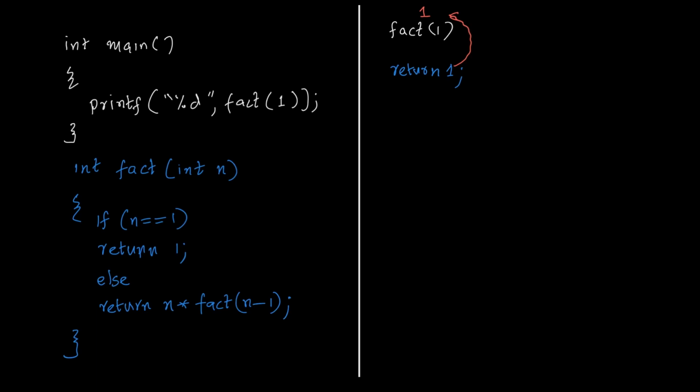Now let us input another number. Instead of 1, let us input 2 and see what happens. So you call fact(2).